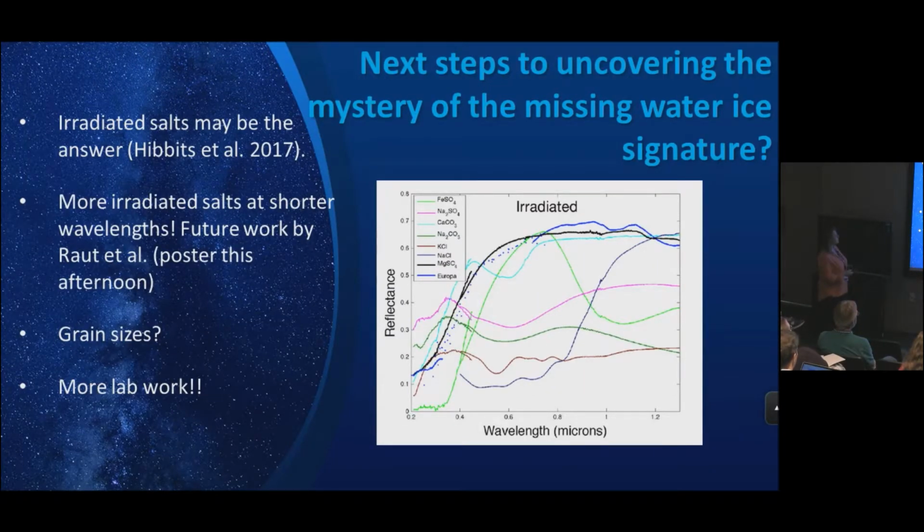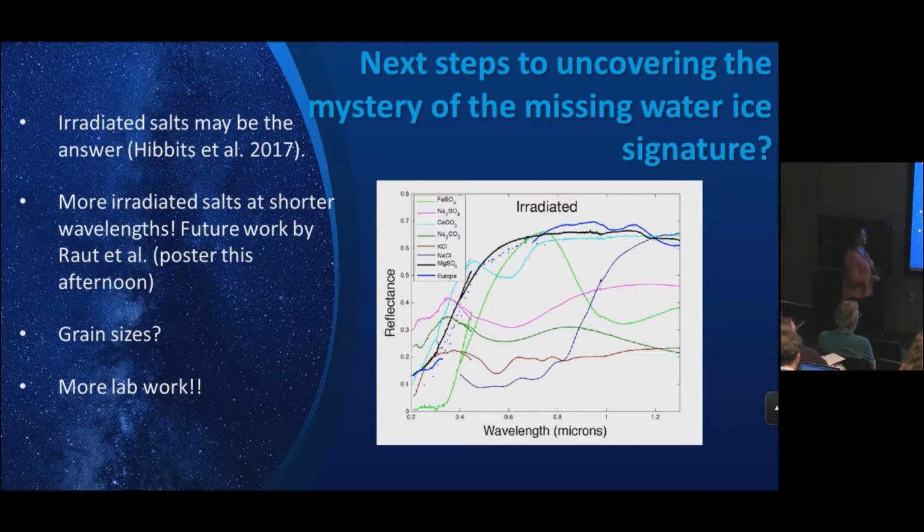So next steps, let's talk about the lab work. We talked a lot about magnesium sulfate in the previous talk. One thing that I find pretty amazing is that Carl Hibbitts showed that, here's Europa, these blue dots, if you irradiate magnesium sulfate, you can actually follow that pretty well in the near UV into the visible, that really darkening that we see on Europa.